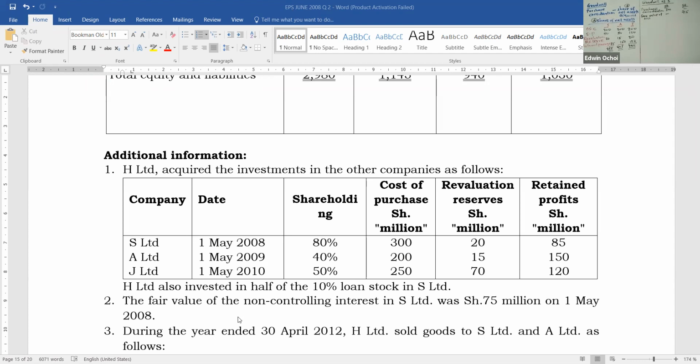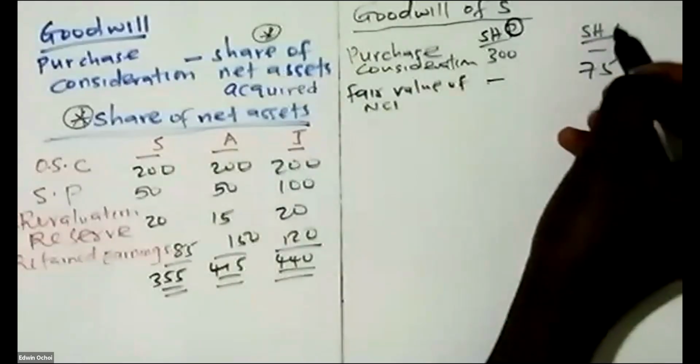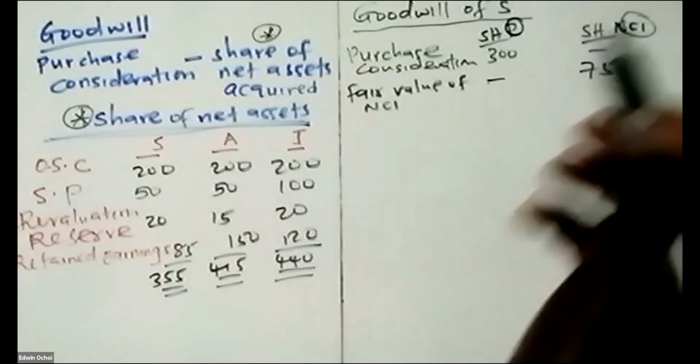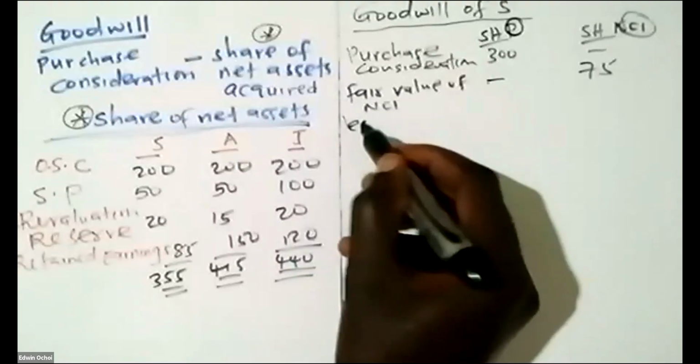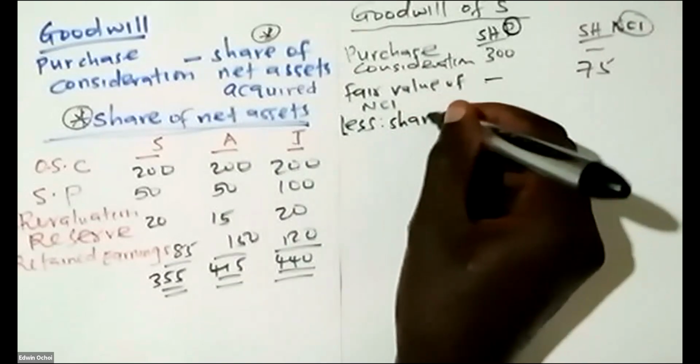So I said, in order to use the full method, you must be given the fair value. Remember that we are given the fair value of non-controlling interest in S of 75. So this is what I'm recording as the fair value of non-controlling interest in S. That is what makes it a full method, whereby the goodwill will be attributable to the parent, what we get here, and this column is for the NCI. Then I have to raise net assets, because I said it's purchase consideration minus share of net assets.